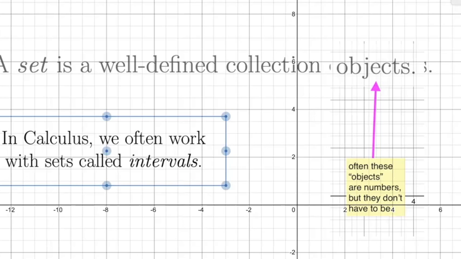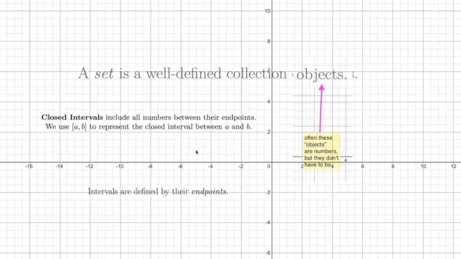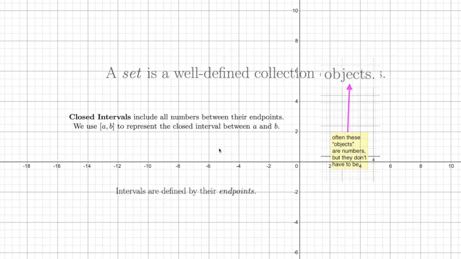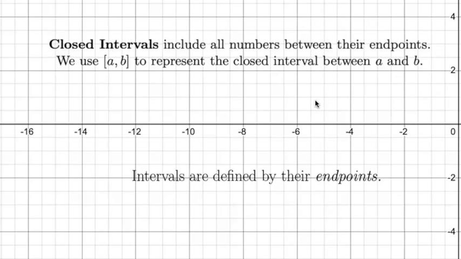In calculus, we work with a special type of set called an interval. These intervals are defined by their endpoints. And the two types of intervals that we're going to talk about are closed intervals and open intervals. A closed interval is a square bracket with two numbers between it. It looks like a point, but you have square brackets instead of round brackets.